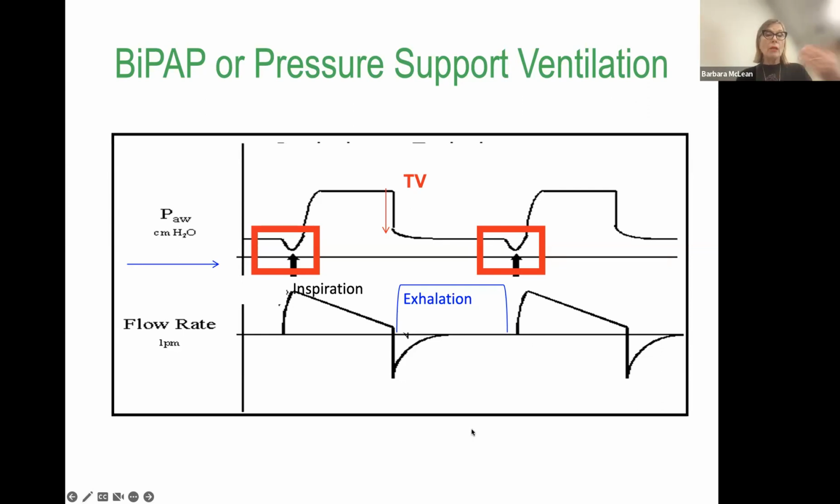Exhalation time is what allows you to remove your CO2. You remove CO2 during exhalation. So you must take incredible caution at the bedside when you have patients on mechanical ventilation. You have to take a significant look at their cycle time.